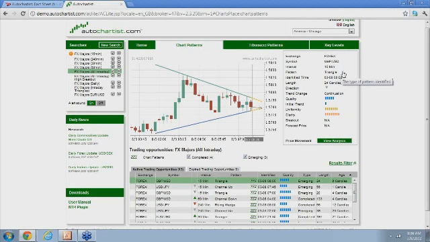So usually if you're going to trade a 15-minute chart, you're not looking for a longer-term move or a pattern that you're going to be in all day.